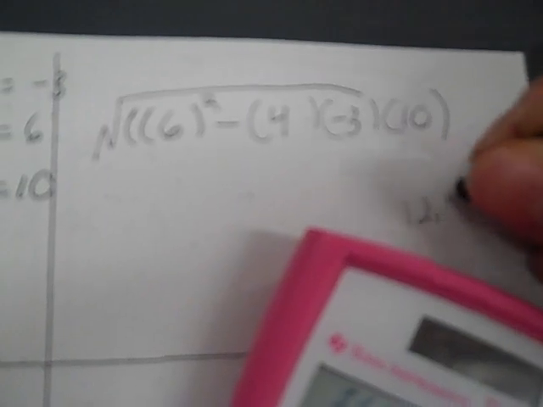Then minus a parenthesis with 4, and then close that parenthesis. A parenthesis, -3, so -3, close that parenthesis. Then parenthesis 10, close that parenthesis. 12.48. Okay, it's going to be a decimal, almost all of them are.